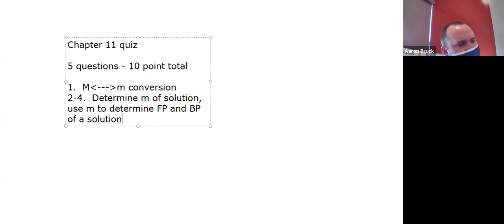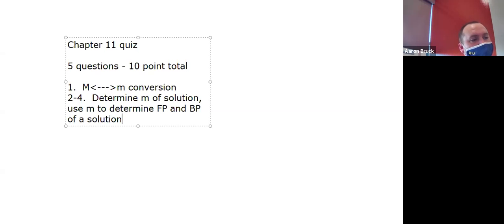The middle of this is going to be related to these concepts that we talked about today or on Friday. Determining molality of a solution from experimental data, using that molality to determine the freezing point and the boiling point of a solution. So there's 3 questions there. There are 3 calculations there as well.